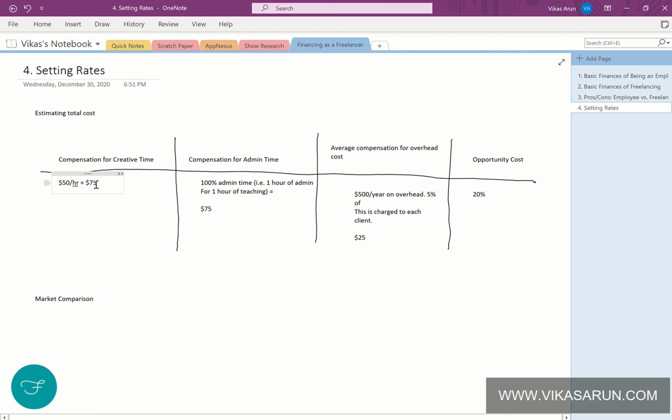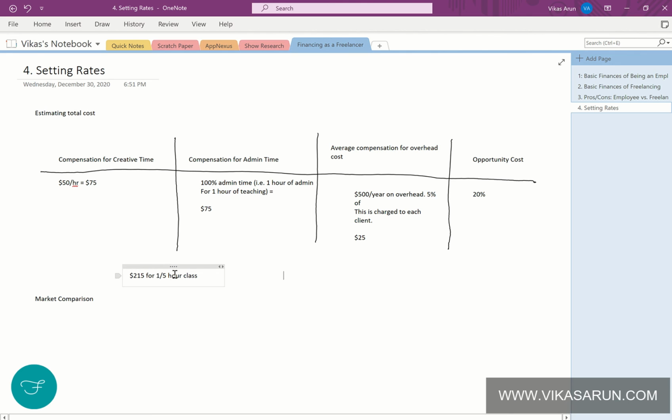So if we add this up, 75 plus 75 is $150, plus another $25 is $175. If we add an additional 20%, we're sitting somewhere just above, about $210, $215. Like I said, this class is going to feel very expensive to you, right? $215 for a 1.5 hour class.